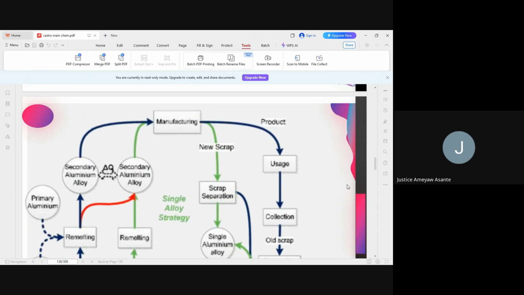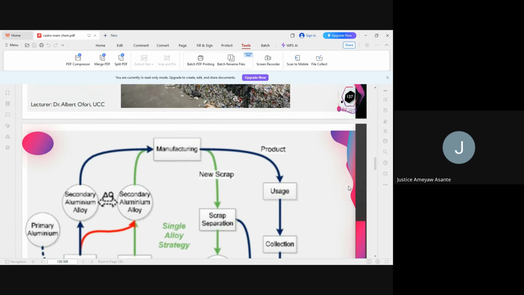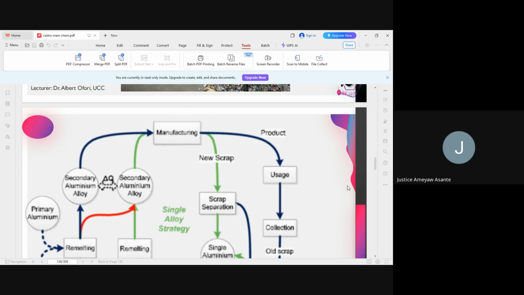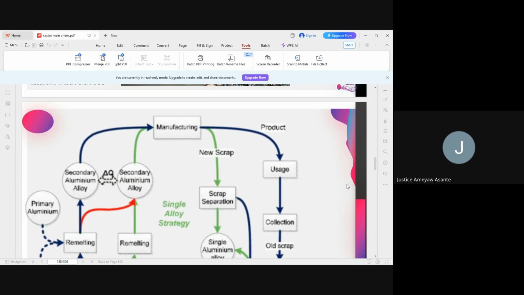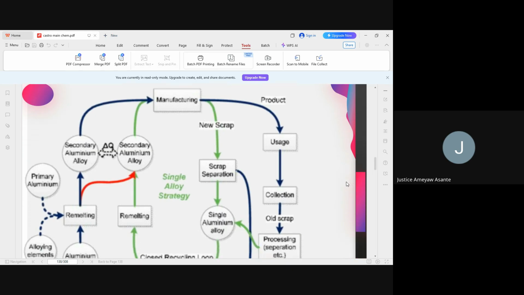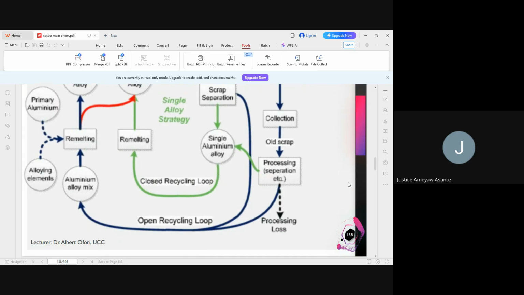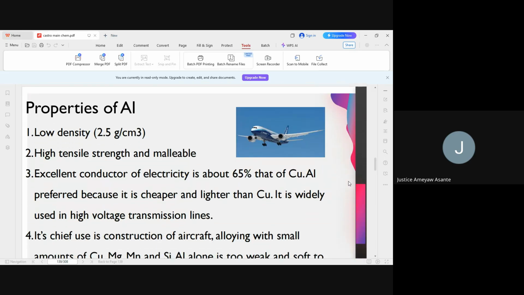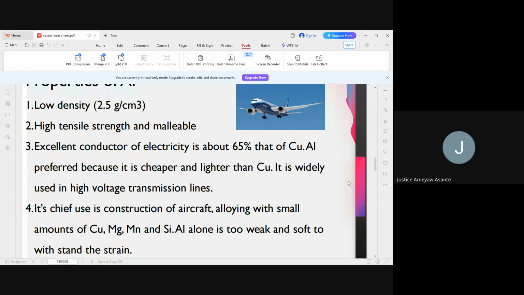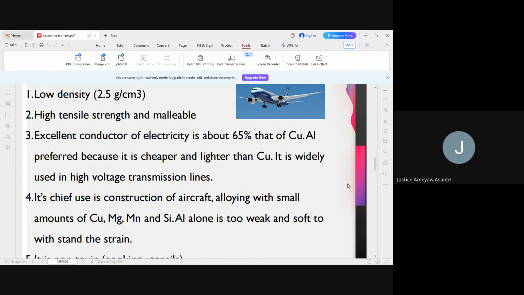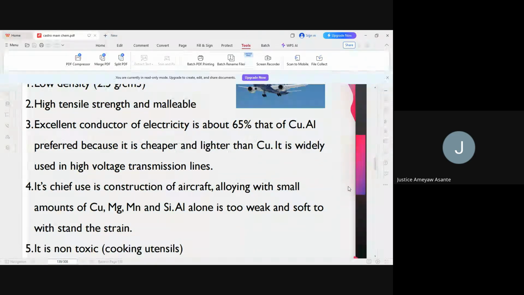So all these: the manufacturing of products, new scraps, product usage, scrap separation, collection, and all those kinds of things for the recycling. Properties of aluminum. It has a low density of about 2.7 grams per centimeter cubed. High tensile strength and malleable. Excellent conductor of electricity, about 65% that of copper.